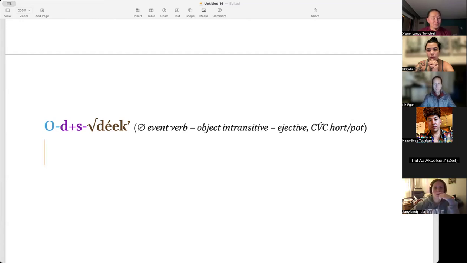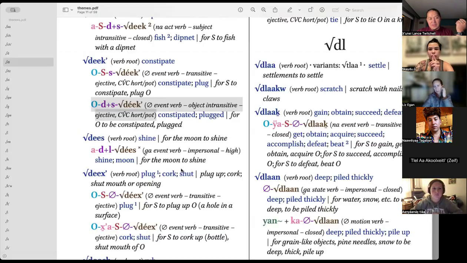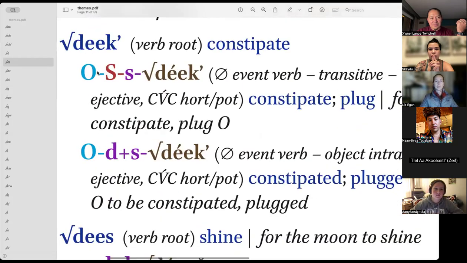We'll get to the perfective. So this one, it's an event verb with an object, so you're not really going to get a command form. You can have a command form for this other one, but the command form requires there to be a subject. So this one, you would say, Sadiq. That's how you would say it.